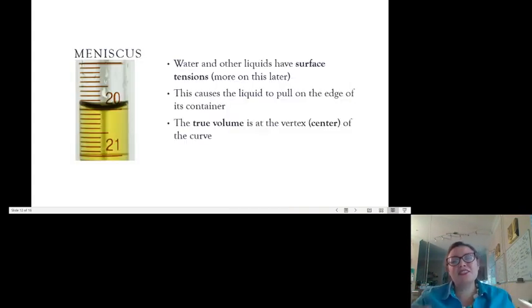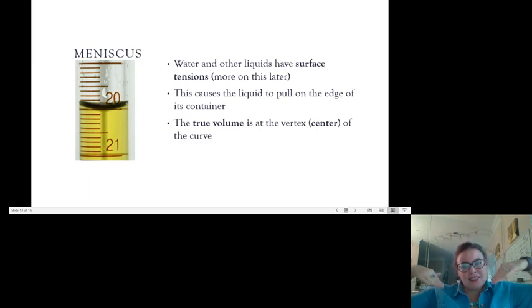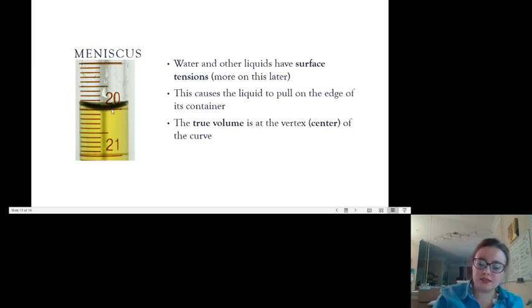And so when we're using this graduated cylinder, if you look at the liquid, like we see in this picture right here, a lot of times we see that the liquid kind of clings to the edges and creates this kind of concavity right here. This is because of surface tension, and we'll talk more about that later on. But we say that the true volume is at the middle, the vertex of the curve. And so in this curve right here, it wouldn't be 22, but just 20, because that's where the center lies.